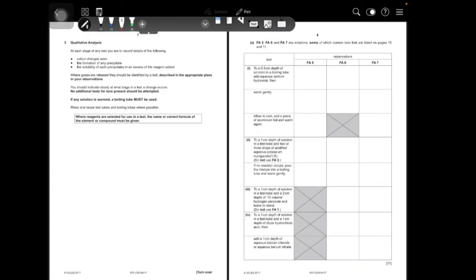Alright, so let's move on to question 3. In this qualitative analysis, we have 3 unknowns labeled as FA5, FA6, FA7, and we're going to test these unknowns with aqueous sodium hydroxide and then with aluminium foil. The next test we're going to identify using aqueous potassium manganate, and then we're going to test with hydrogen peroxide, and then the next one with dilute hydrochloric acid with an addition of barium chloride or barium nitrate. So let's quickly go into the lab.